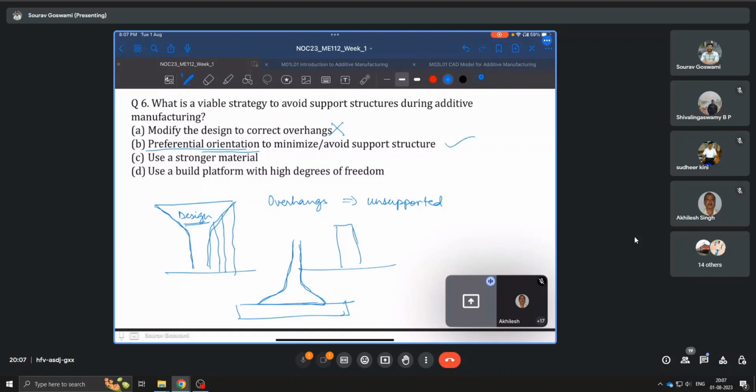Stronger material, I don't see how that changes anything. Can someone tell me why using a stronger material will not eliminate the need for supports? Say I was printing this with polymer and the software tells me that I need supports. So what I do is I go and print it with Inconel 718. Will it still need supports?